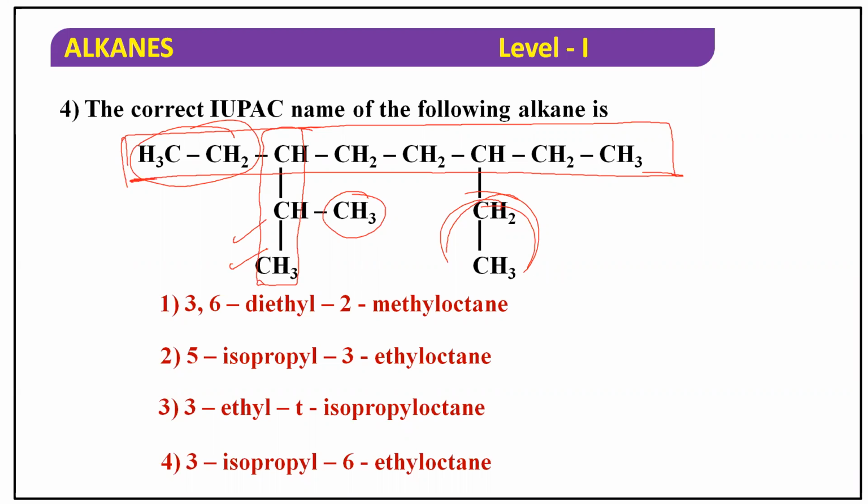So the correct way of doing this is using this chain, taking this as 1, this as 2, this is 3, this is 4, this is 5, this is 6, this is 7, this is 8. So it should be, as you can see, 3 and 6 diethyl is there. Second, methyl is there. The total is octane, right? So which option will we go for? We'll go for the first option, 3,6-diethyl-2-methyl octane.